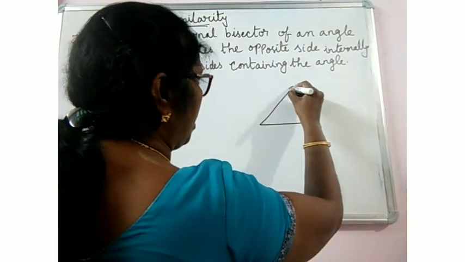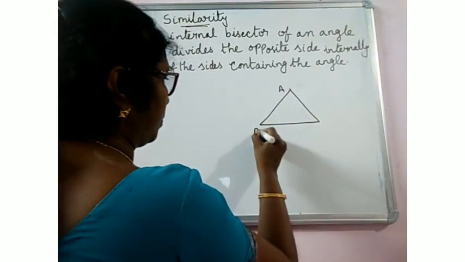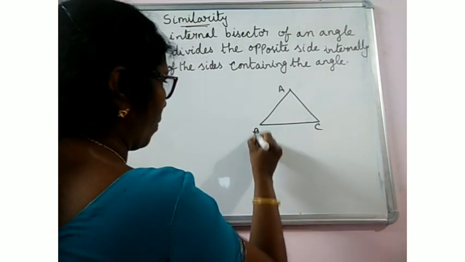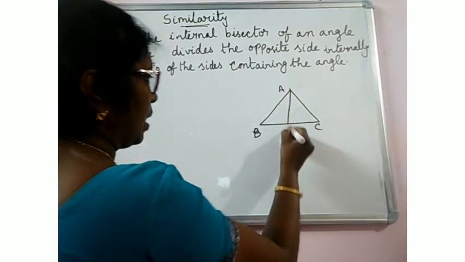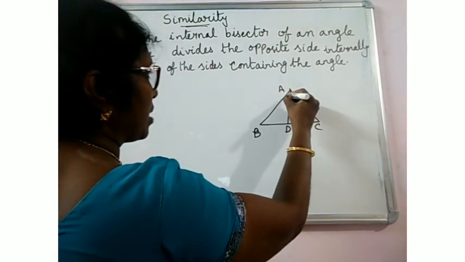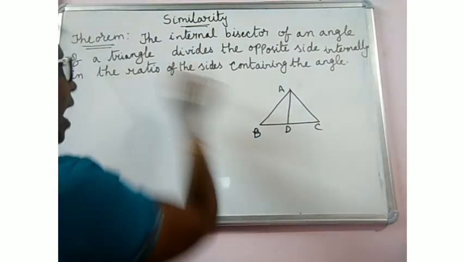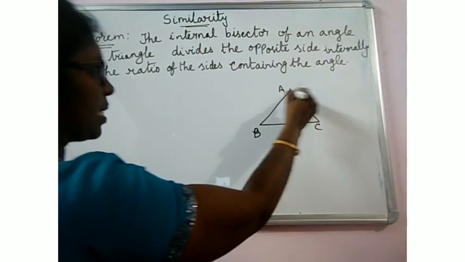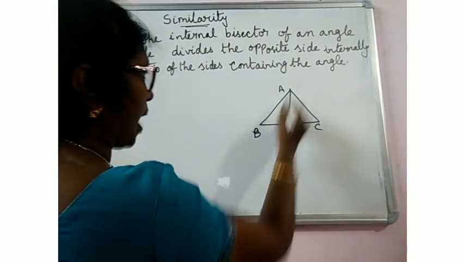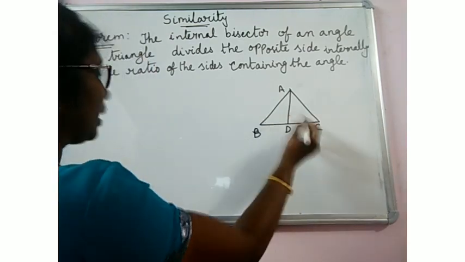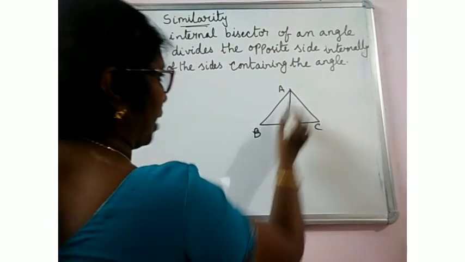Suppose this is triangle ABC. AD is the bisector of angle A, the internal bisector of an angle of a triangle. AD bisects angle A. This divides the opposite side, meaning BC, internally in the ratio of the sides containing the angle.